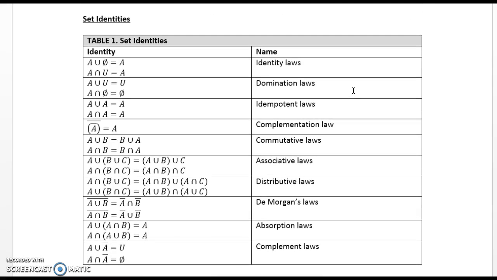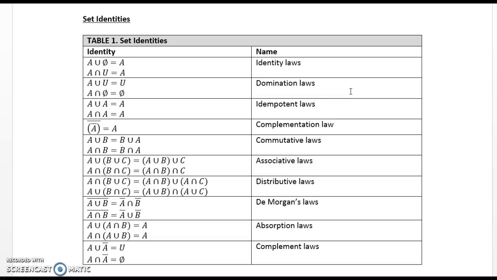Here are a few set identities. We have the identity laws, where A union the empty set is A itself, and A intersection with the universal set is A. We have the domination laws. A union the universal set is equal to the universal set, and A intersect the empty set is the empty set.